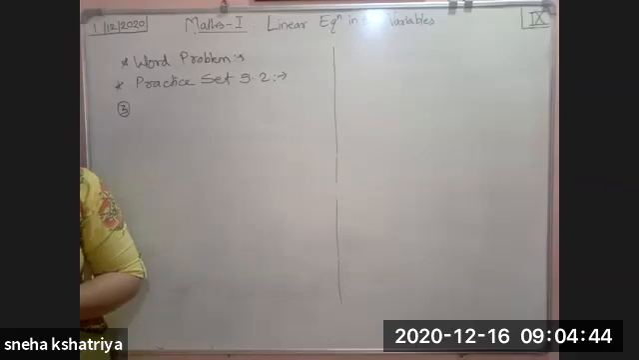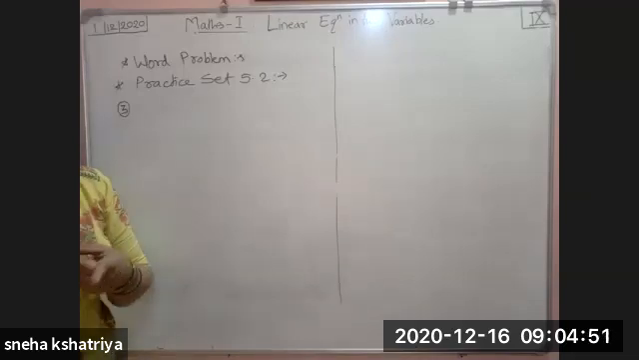What is the third example? The sum of the ages of Priyanka and Deepika is 34. Again, see here, sum is coming.